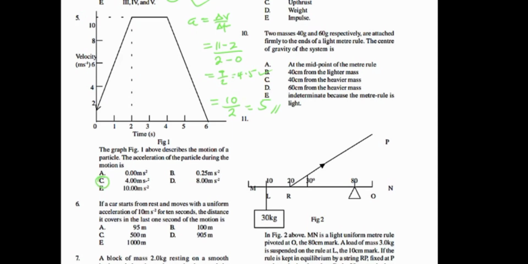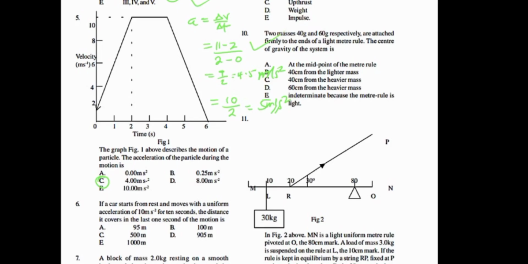Meters per second squared. Okay. But what you are expected to know in this question is that whenever you are asked to find the acceleration, you find the change in velocity divided by the change in time, and that will give you your perfect answer. Now let's look at number 6.